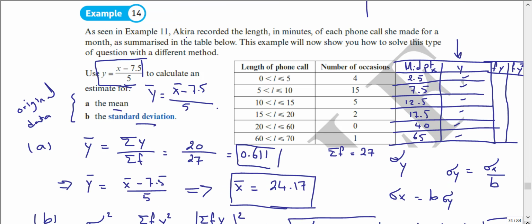Check this example. They say, as seen in example 11, Akira recorded the length in minutes of each phone call she made for a month. As she summarized in the table below, this example will now show you how to solve this type of question with a different method. Here you are given the phone calls. This time it is a grouped frequency table.